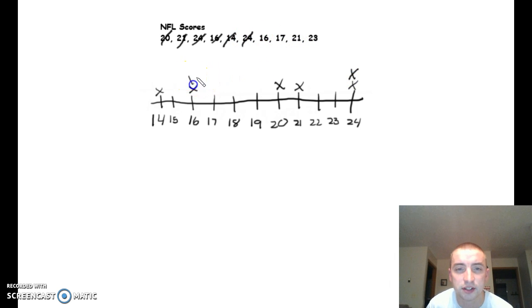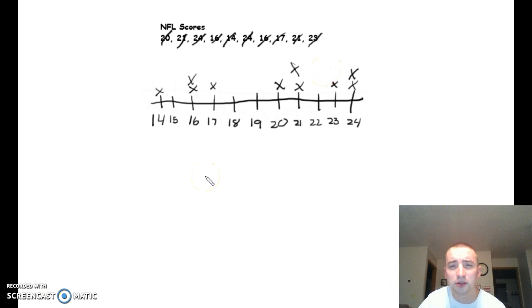Do the same thing for 16. Same thing for 21. And the same thing for 23. Okay, so there's my line plot. Go ahead and pause the video and draw yours in your notebook.